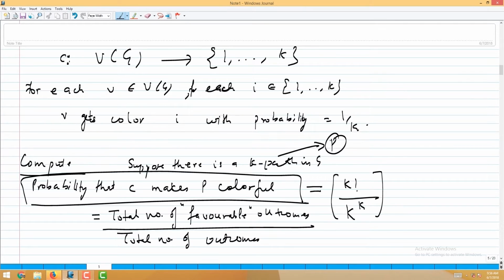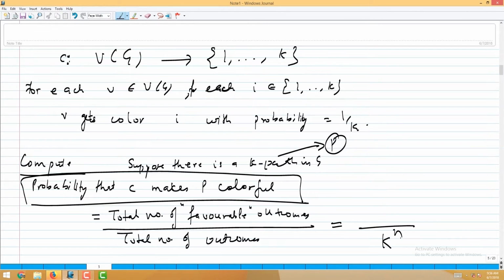But the coloring that I am giving, what is my experiment? My experiment is not just coloring these K vertices, my experiment is coloring all the N vertices of the graph, right? So how many possible colorings will I have? What is the search space of this probability distribution? K power N, right? Let me just write this, we will eventually come to this expression that you just told. So the total number of outcomes is K power N, right?